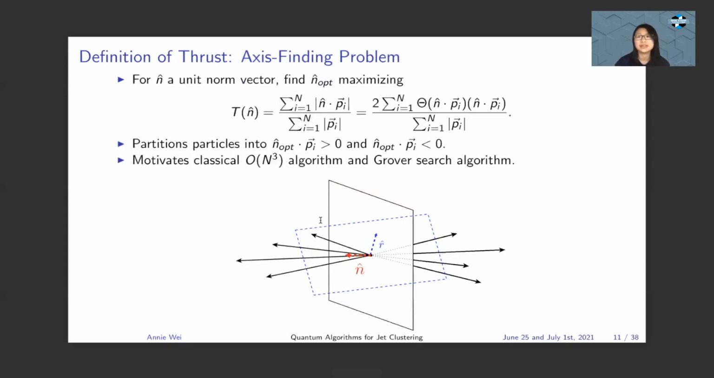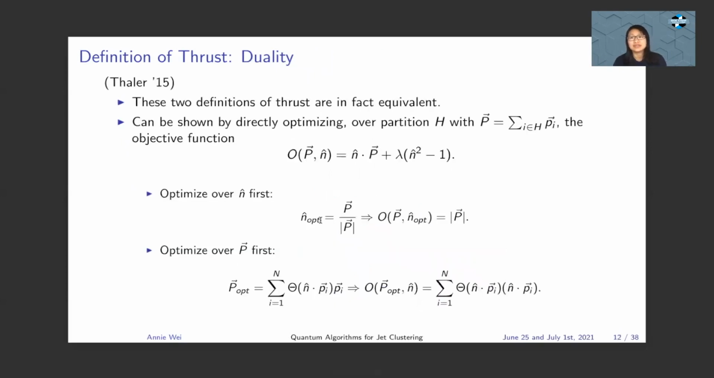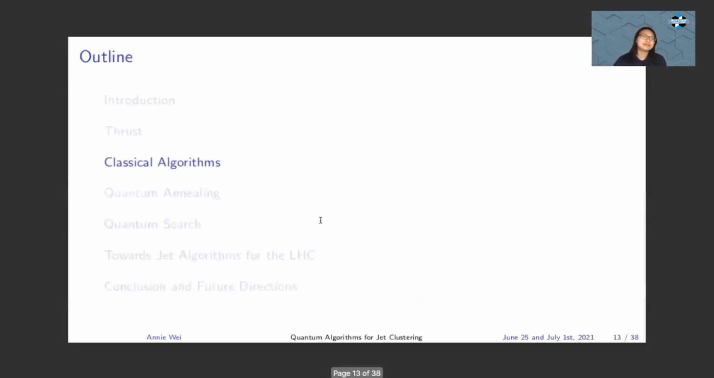Now, there's an equivalent formulation as an axis finding problem. The idea here is that you have a plane and you have the normal axis to the plane. The axis kind of determines the plane. And we can use that to partition the particles. Basically, I'm going to take the dot product between my axis and each given particle p_i. If it's positive, I put it on one side. If it's negative, I put it on the other side. This is going to motivate our classical O(n^3) algorithm and the Grover search algorithm. And actually, these two formulations are the same, and you can show that. So this is just what this slide is.